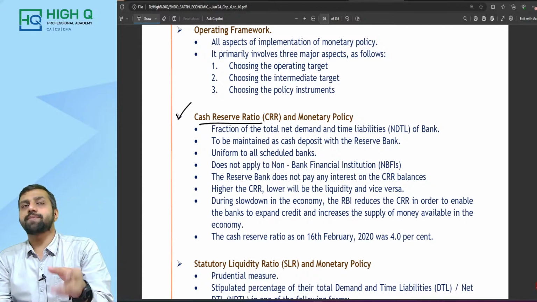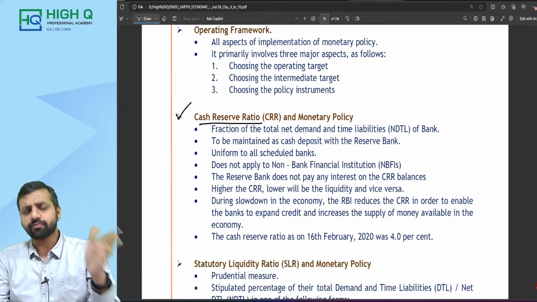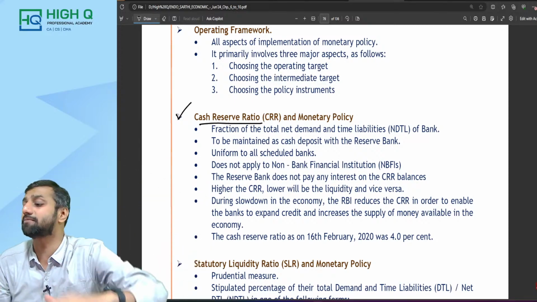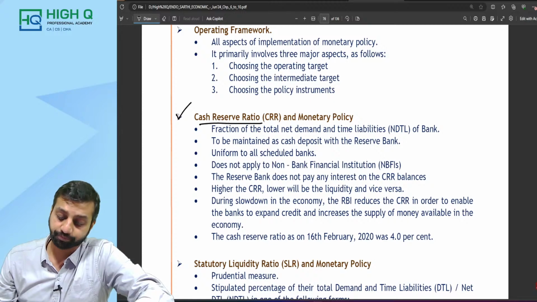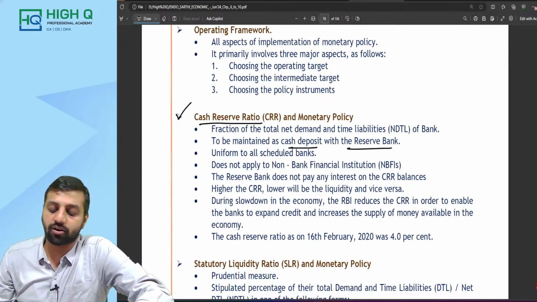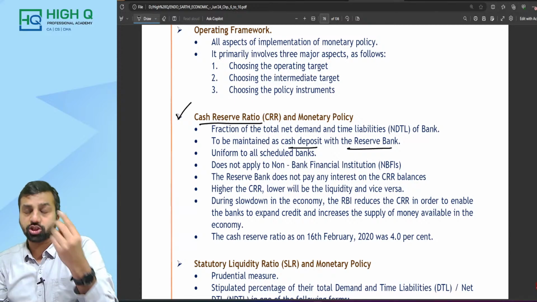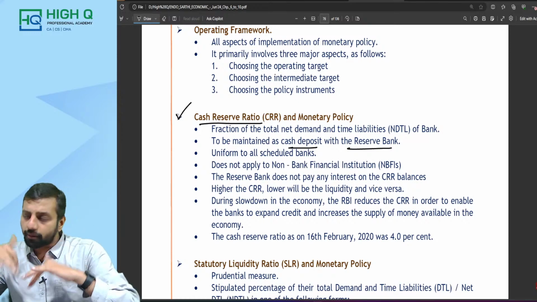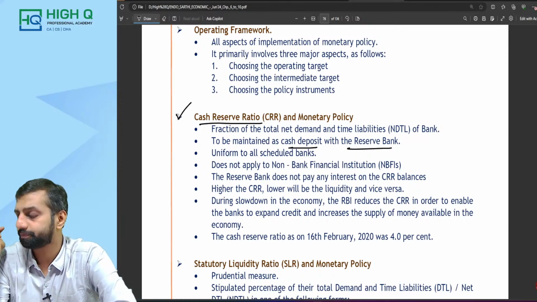Cash reserve ratio is maintained by the commercial banks in the form of reserves with the central bank, not with themselves. So cash deposit to be maintained with the Reserve Bank of India. So CRR is the ratio of cash reserve maintained by a commercial bank with the central bank.